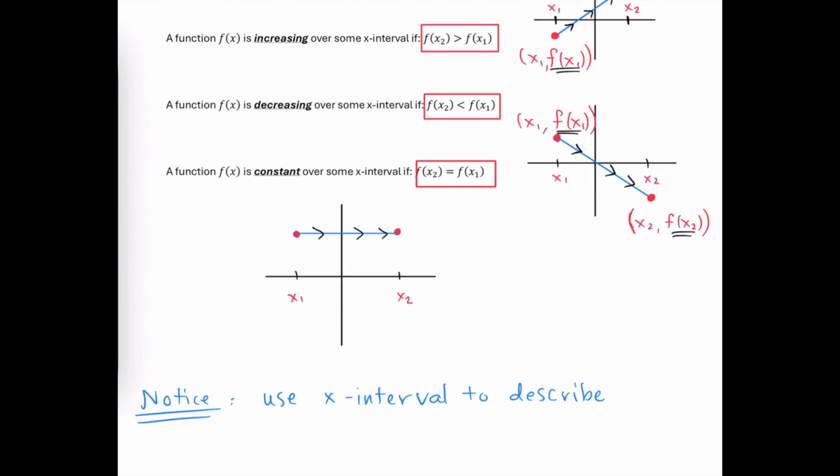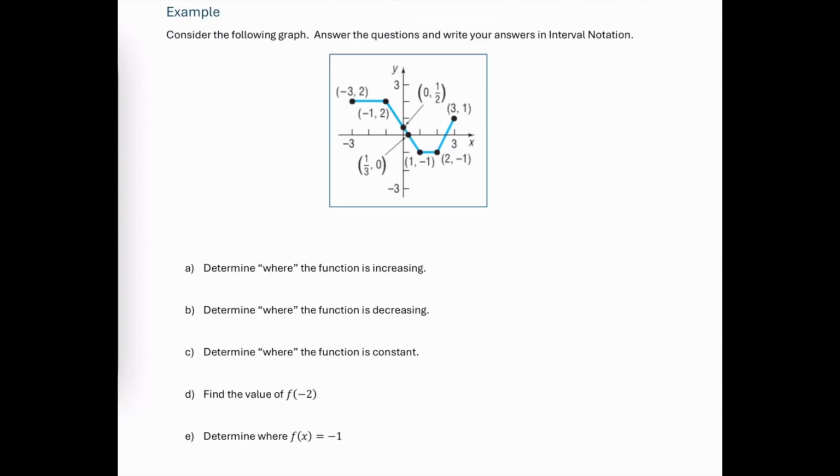Now, something that we need to notice is that we're going to use an x interval to describe where a function is increasing, decreasing, or constant. So let's look at this quick example. In this graph, we have a function, and we're going to, first of all, determine where that function is increasing. Now remember, we're going to describe where it's increasing using an x interval. And we want to think about the function increasing from the left to the right. All of the increasing, decreasing, and constant questions are answered by traveling from left to right through the domain.